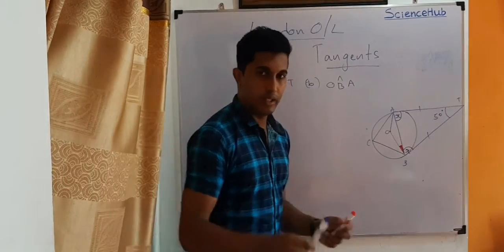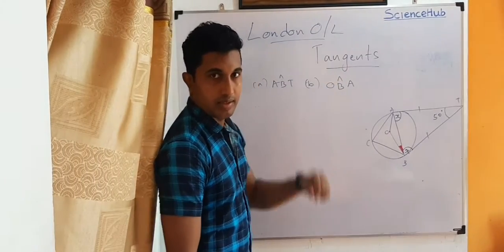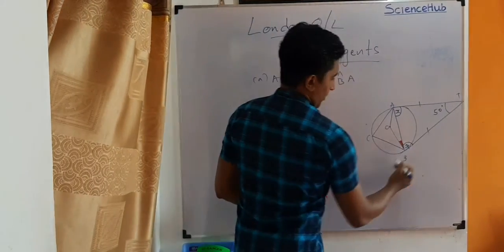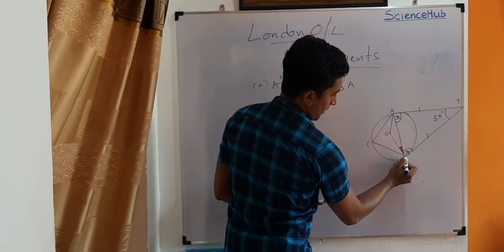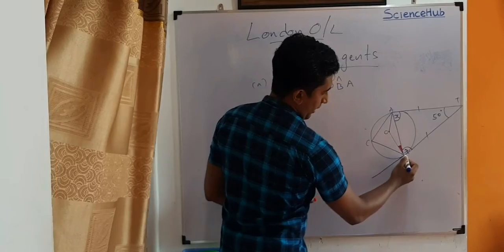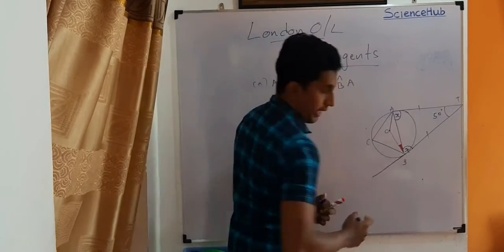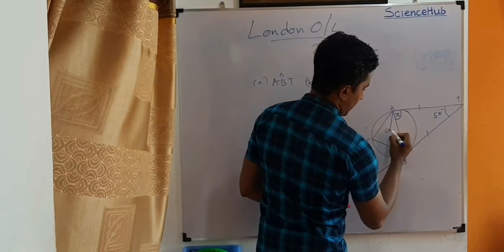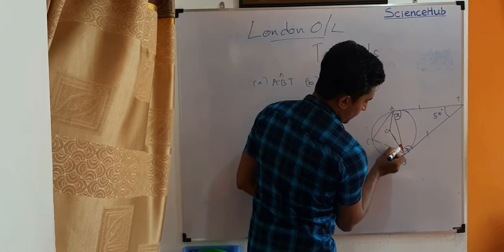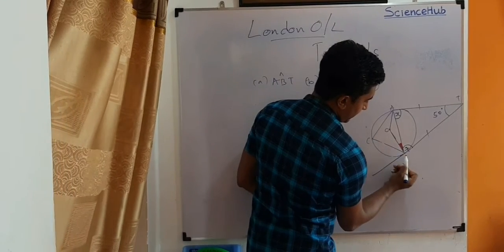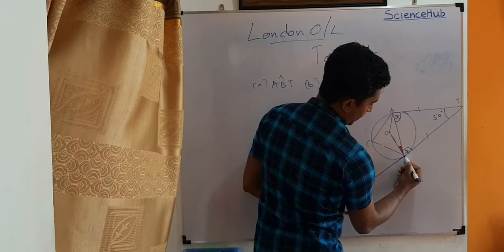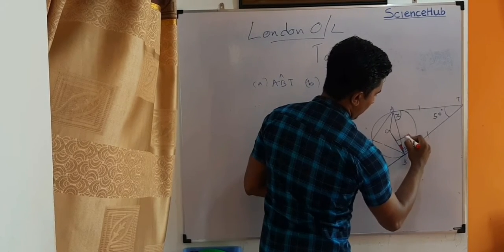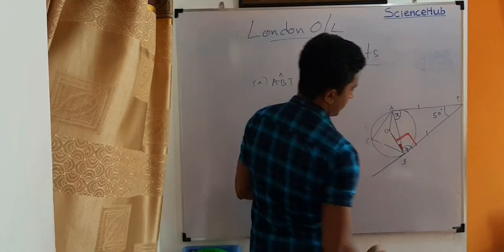Why? According to the first theorem of tangents that you learned before, if AB is a tangent, and OB is a radius, this radius OB touches this tangent here, and therefore this angle should be 90.